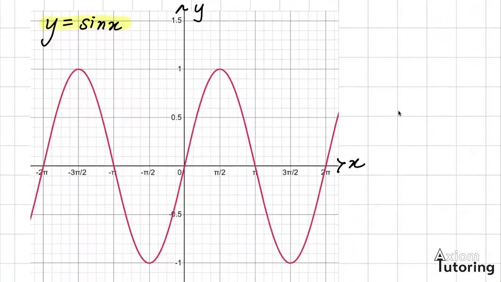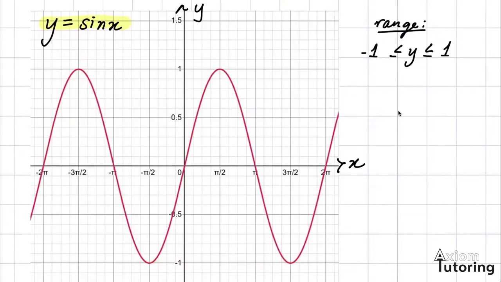So we're first going to look at y equals sine of x. Let's start by observing the maximum and minimum values of the sine graph. The maximum value of our sine graph is positive 1, and the minimum value is negative 1. So we can say that the range of our sine graph is between 1 and negative 1. We can write that as negative 1 is less than or equal to y is less than or equal to 1.